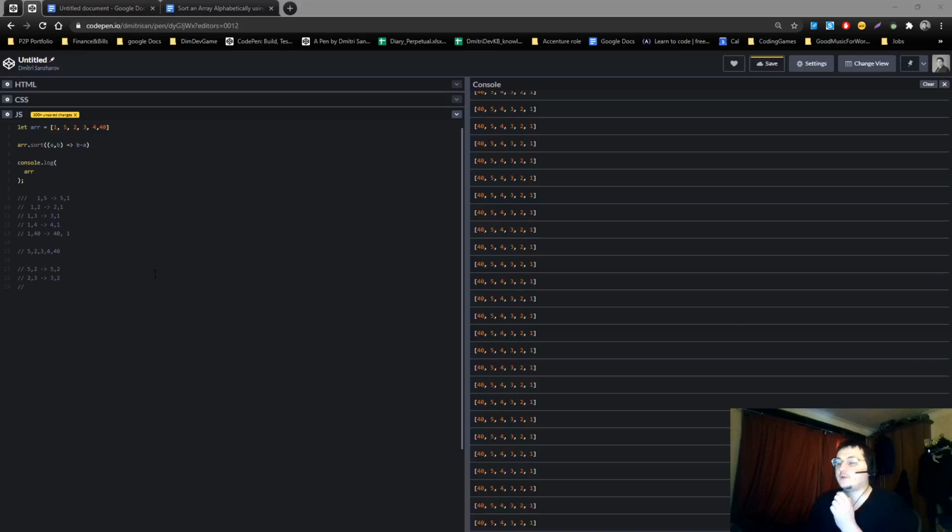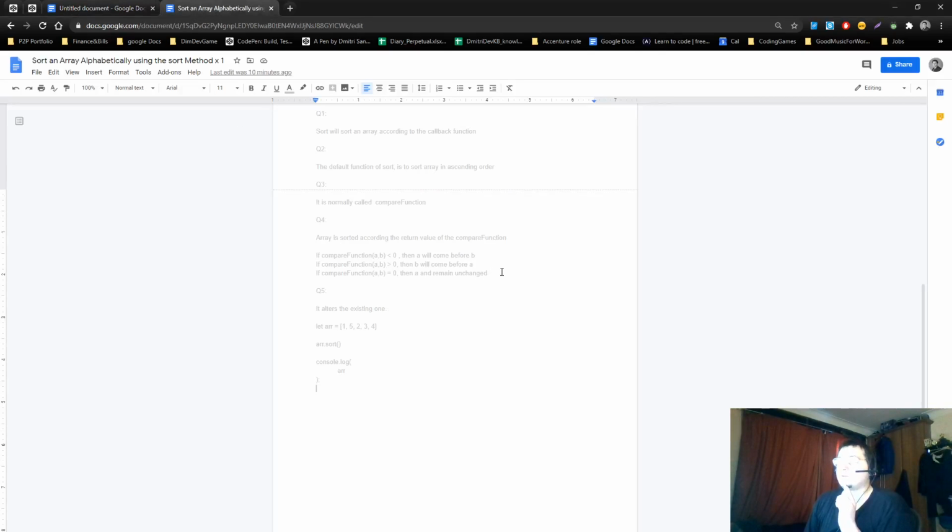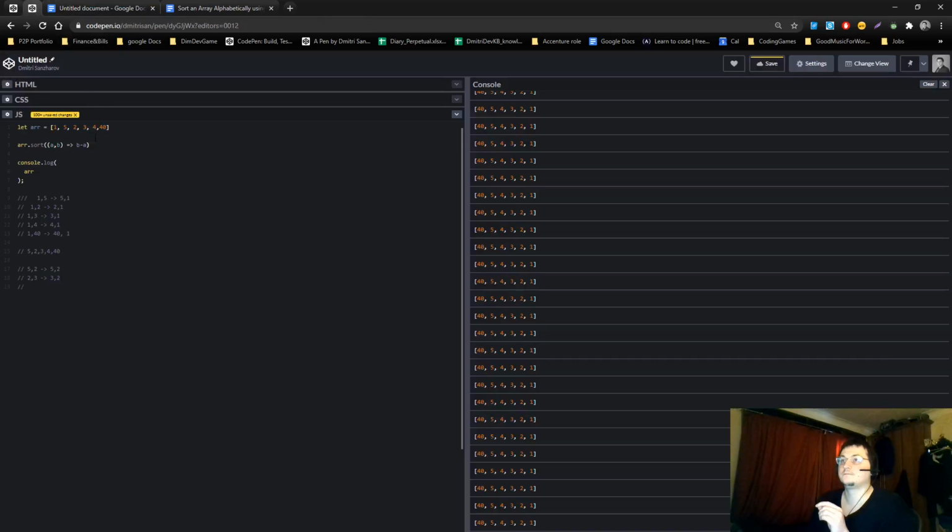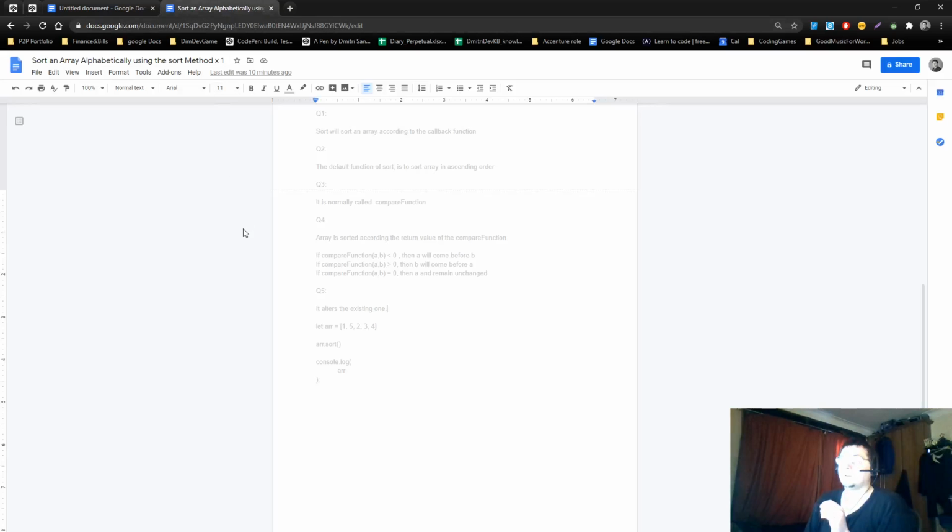So I just want to make a very, very quick video on how the sort with a callback function works. It works off of these rules. It compares A to B, and based on this rule here, if the return of the function is negative, A will be before B.